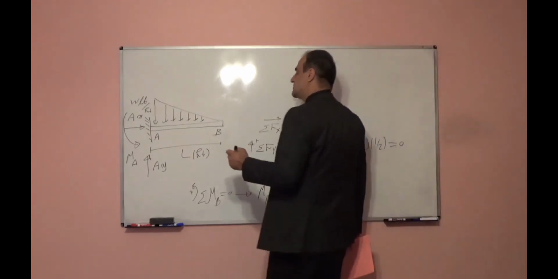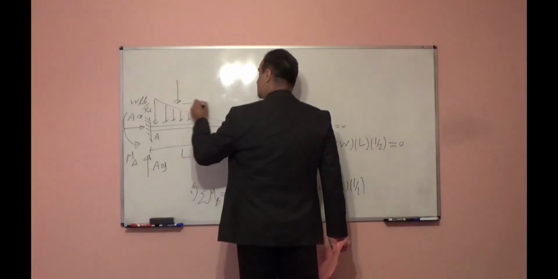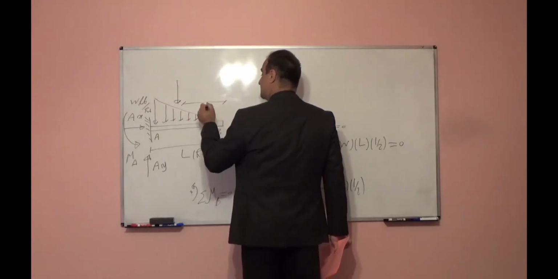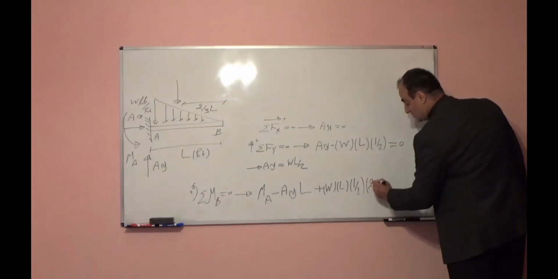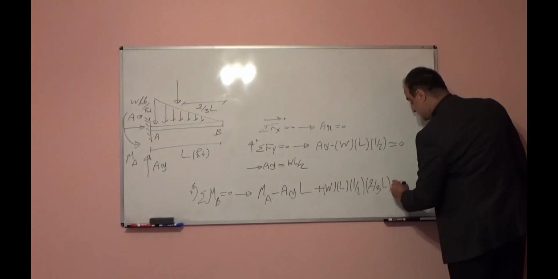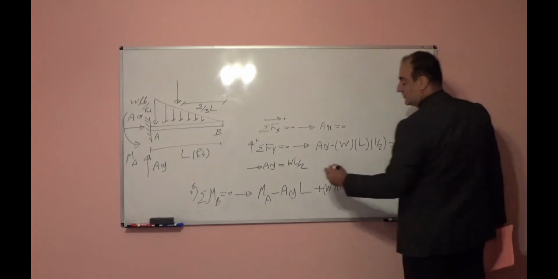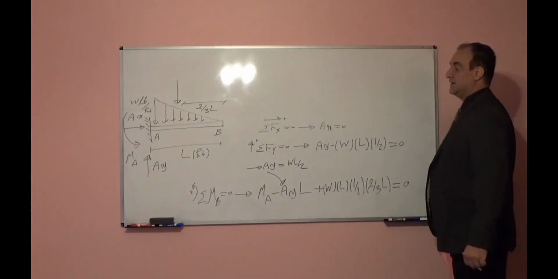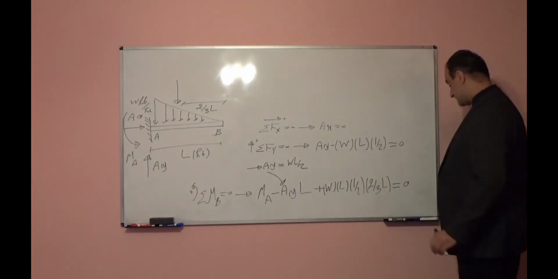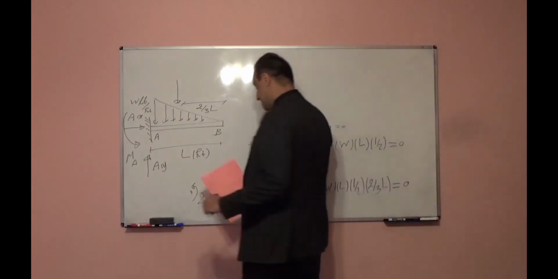This will be the entire resultant force. Where is the location of the resultant force? From this side, from the tip of the triangle, it will be 2 over 3 times L, times 2 over 3 L is equal to 0. You can put AY from here and find MA. Let's look at the next example.